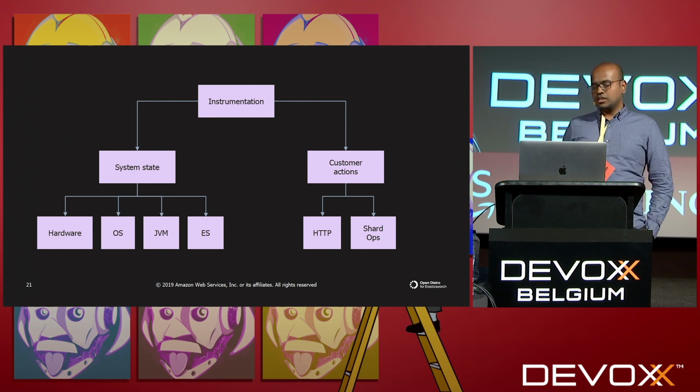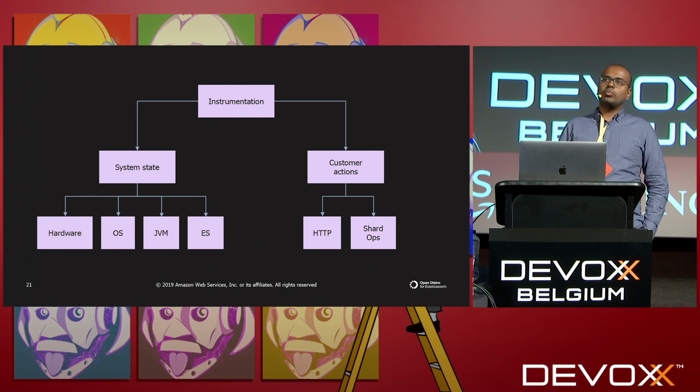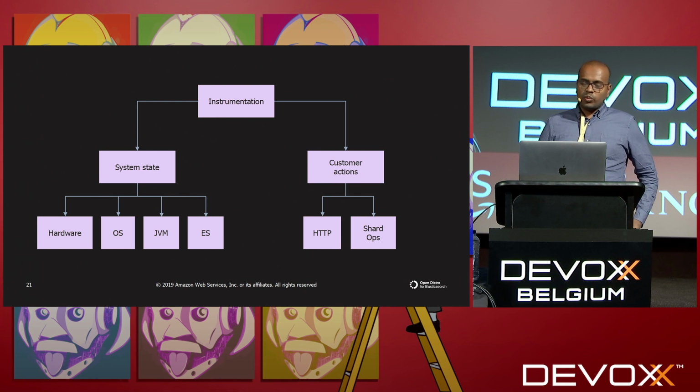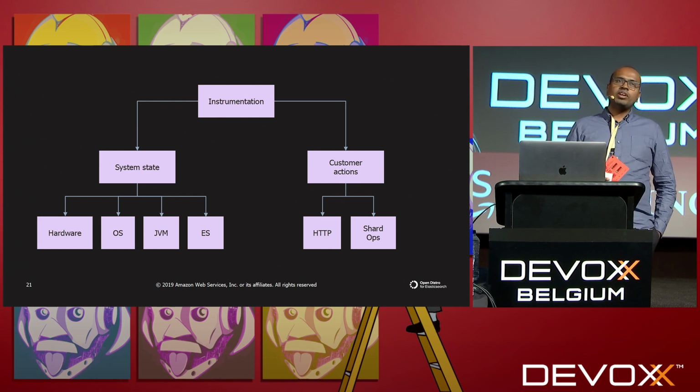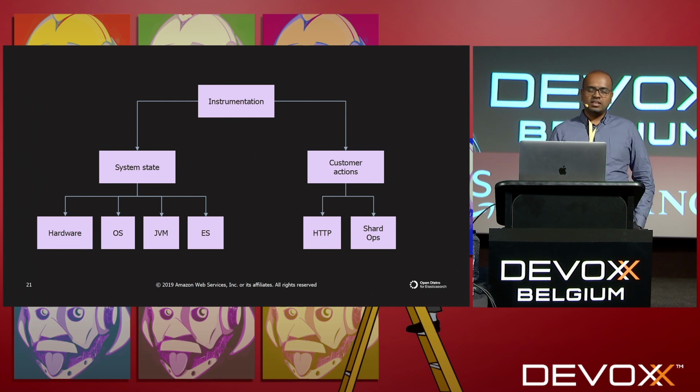This slide covers the different classes of metrics. Customer actions is something I already talked about. HTTP is all the requests that they're sending. Shard operations are the sub-requests that the individual HTTP requests are split into. But we also collect metrics from the operating system: hardware metrics like CPU, the page fault rate, the disk I/O, the networking layer, IP, TCP, etc. We also get operating system memory metrics, which I mentioned.